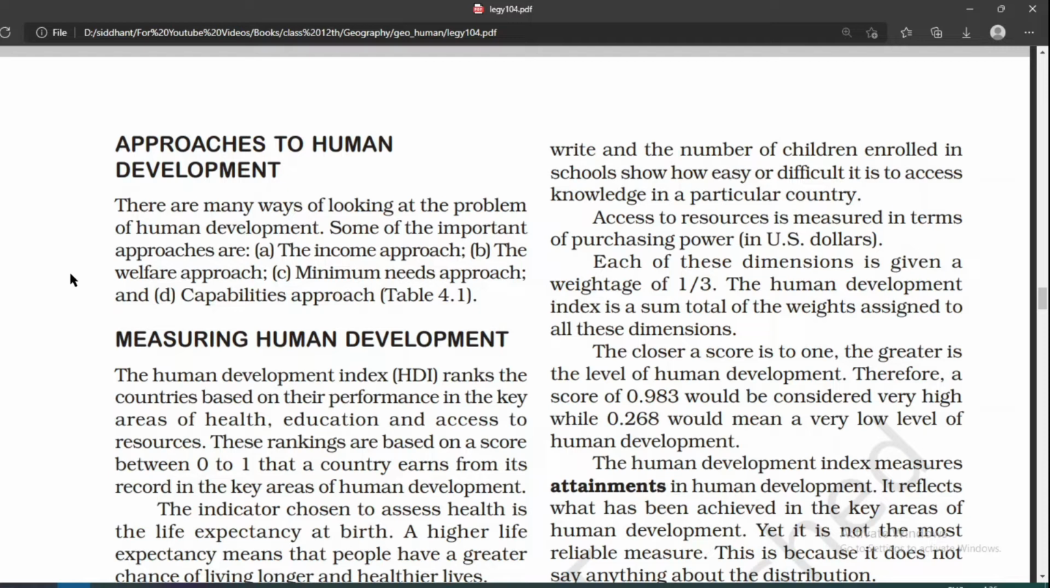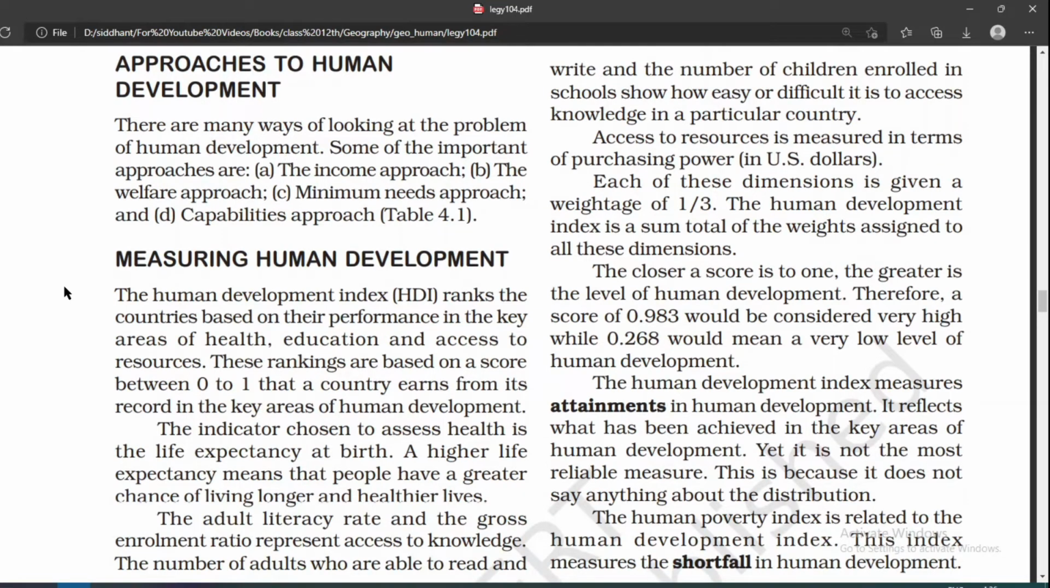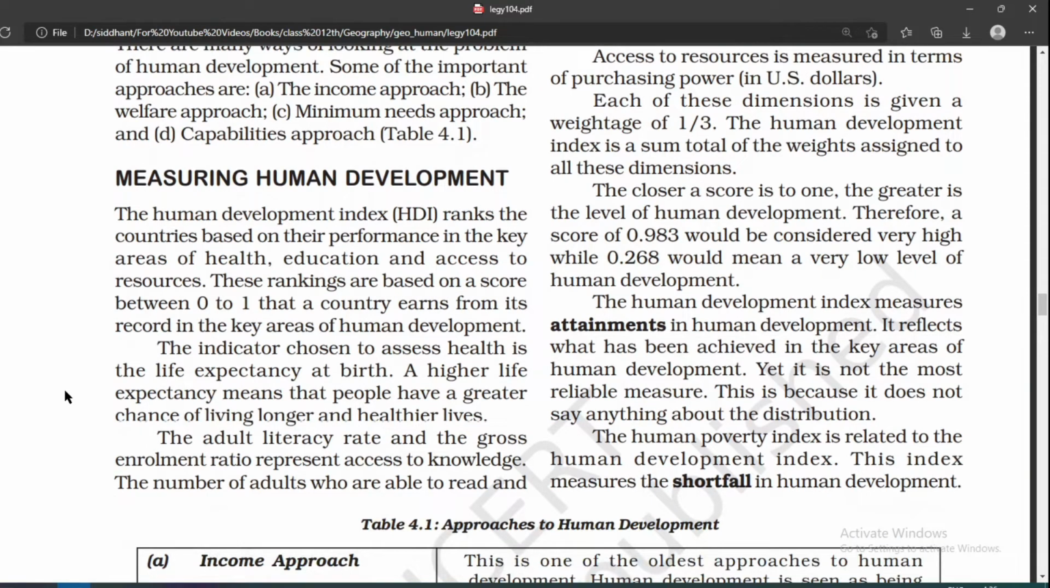Measuring human development. The Human Development Index (HDI) ranks countries based on their performance in the key areas of health, education, and access to resources. These rankings are based on a score between 0 and 1 that a country earns from its record in the key areas of human development. The indicator chosen to assess health is life expectancy at birth. A higher life expectancy means that people have a greater chance of living longer and healthier lives.